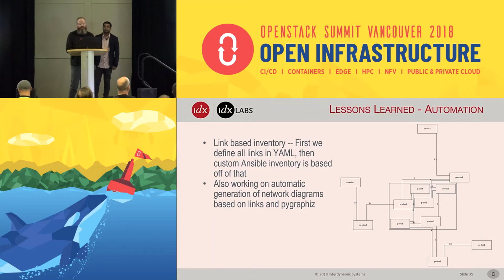I mentioned that the inventory we use to build this lab uses Ansible, but we built the actual inventory from the links that were defined. Instead of defining the VMs, we defined the links. When you do that, we can use graphing tools to build a network diagram, because I have sort of a thing against network diagrams. We want to be able to automate the creation of a network diagram.